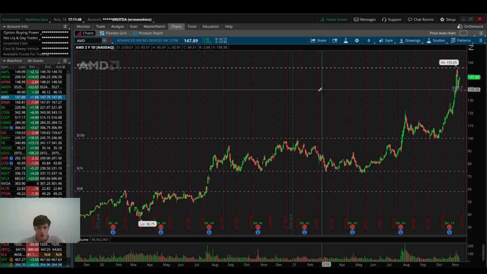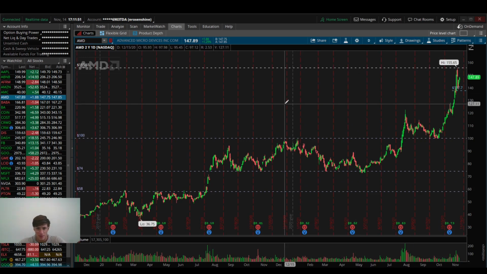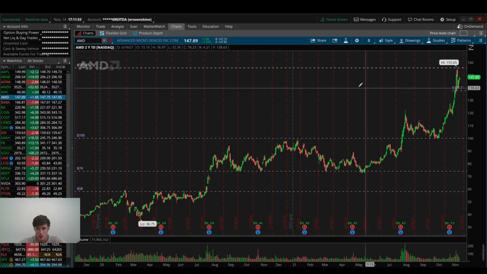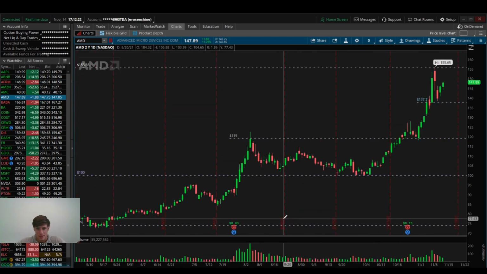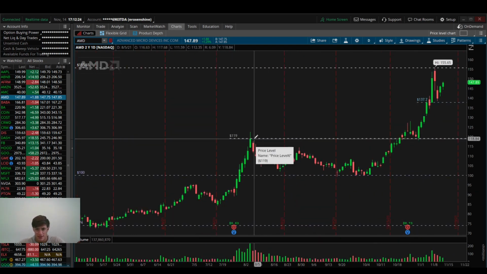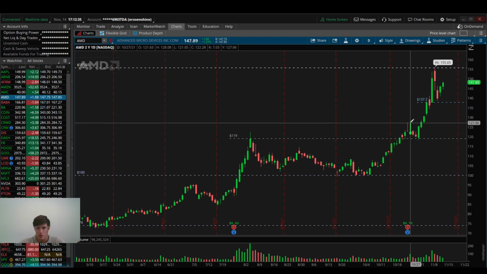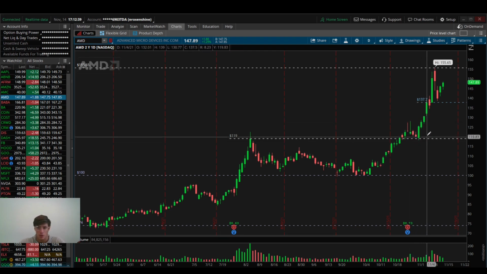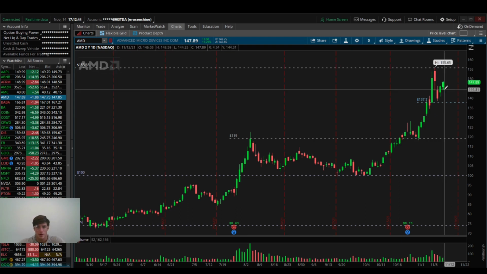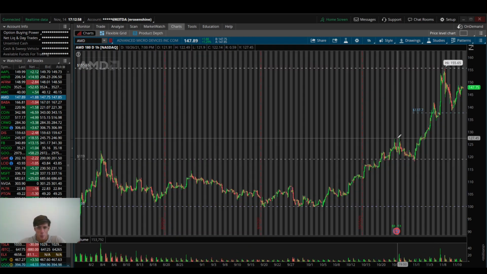Next, I'll go to the 2-year 1-day, and I'll see the levels that I'm seeing on the daily chart. So the only level that stands out to me on the daily chart is this 119 level, because we pushed up after we broke over 100, made a new all-time high, and then we came back, tested 100 as support, pushed over, made a new all-time high, and tested previous all-time high as support, and then ran up about 35 points.